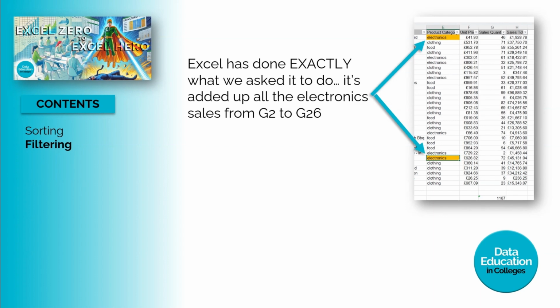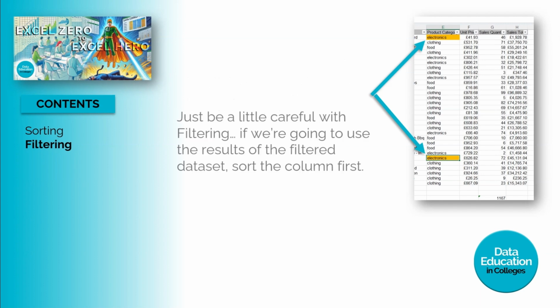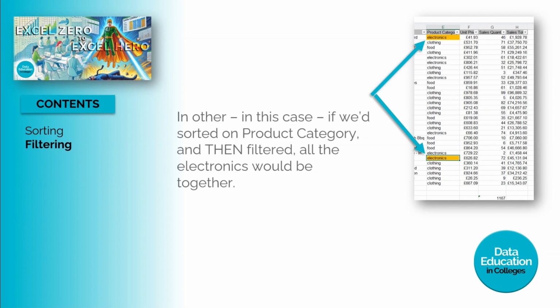Just be really careful on filtering. If we're going to use the results of this filter for something, just sort the column out first. In other words, if we'd arranged product category A to Z first, then all the electronics would have been together and we wouldn't have had that issue. Just something to have in the background. All right.